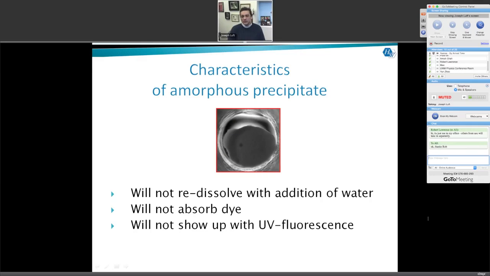So typical characteristics of amorphous precipitate, these randomly aggregated proteins, are that they won't go back into solution if you add a small amount of water back to the experiment drop. They will not absorb dye because they don't have solvent channels the way that protein crystals do, which can absorb the dyes to let you know that they are actually crystalline. And typically an amorphous precipitate won't show up when you look at it using standard UV fluorescence techniques that can detect proteins.